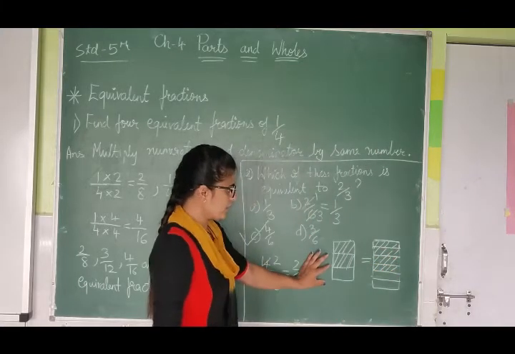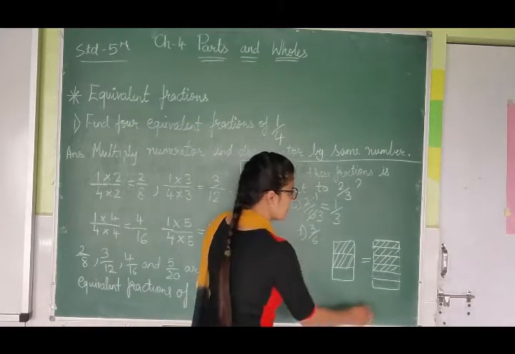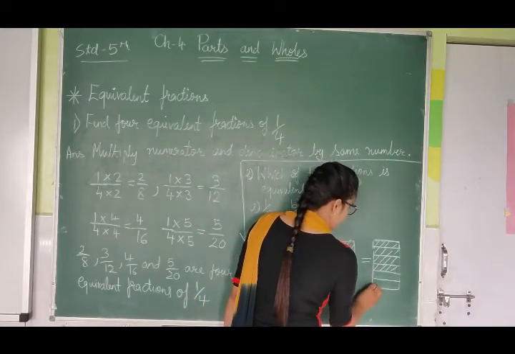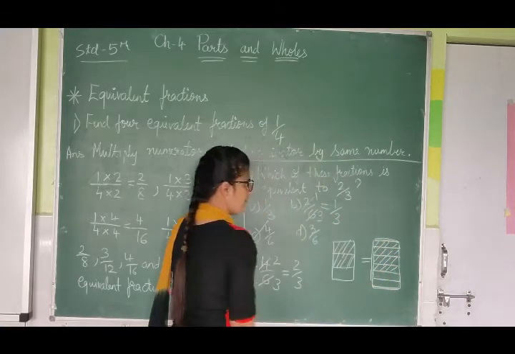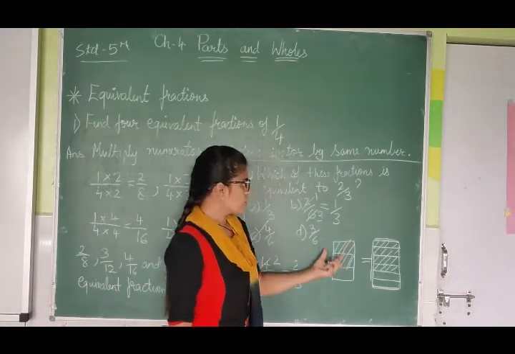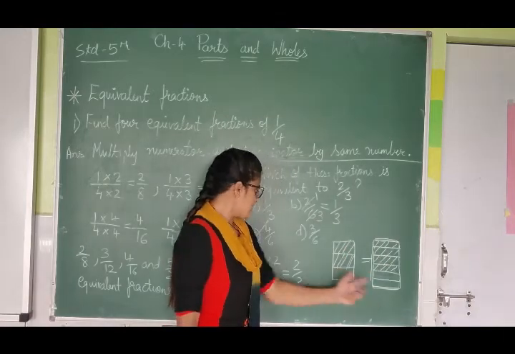So here you can see the unshaded part, and these unshaded parts look the same, and these two shaded parts look the same. So 2 by 3 is equal to 4 by 6.